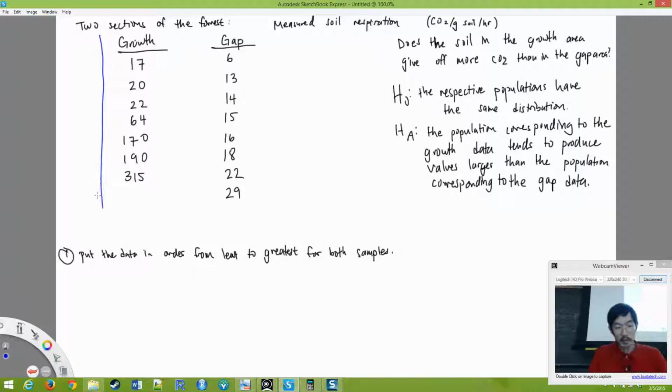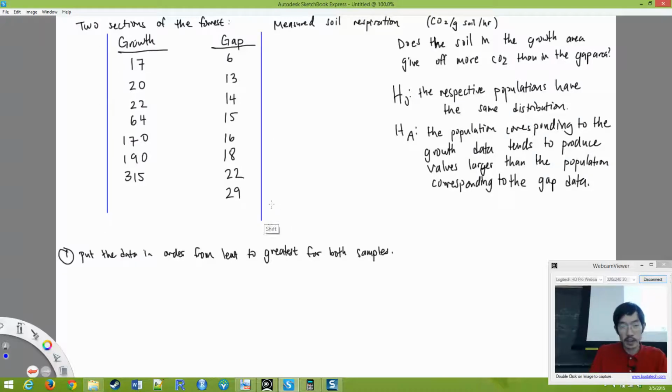So what I'm going to do is count, for each number in the growth data, how many numbers in the gap data are smaller than this number. My first number here is 17, and I'm going to go to the gap section and count how many numbers are smaller than 17. So I got 1, 2, 3, 4, 5. I've got 5 numbers in the gap data that are smaller than 17.